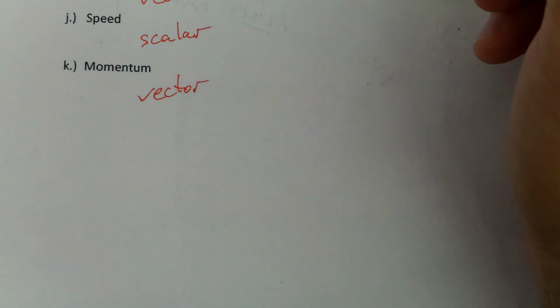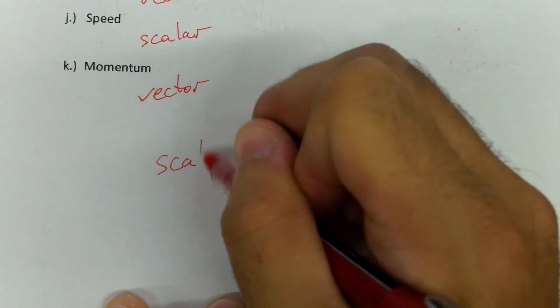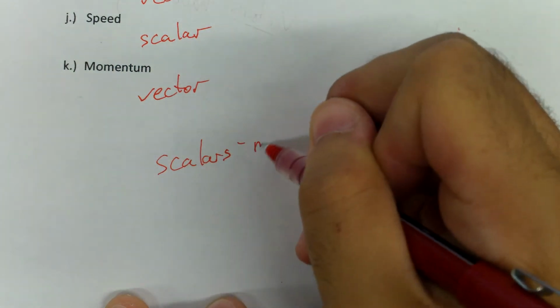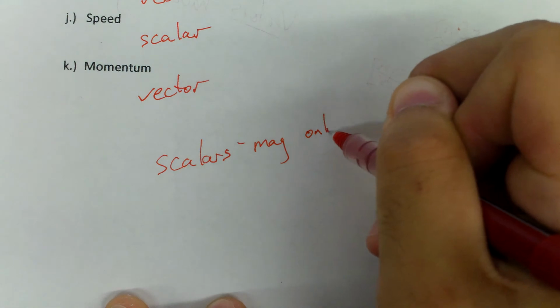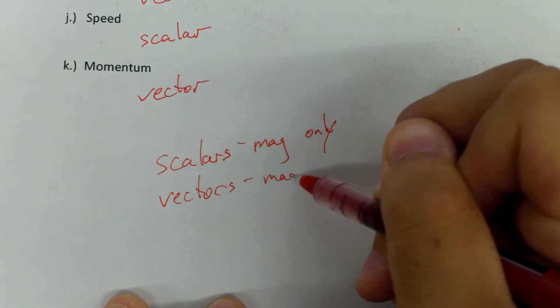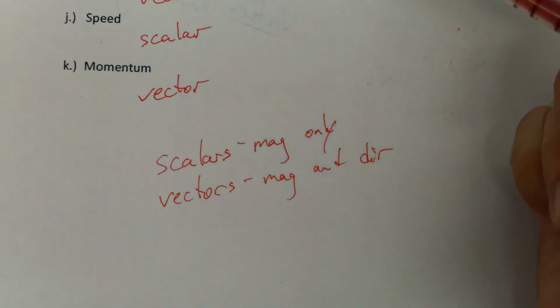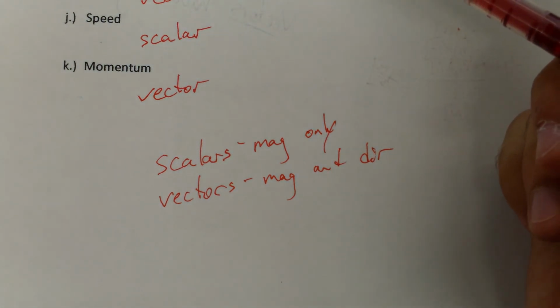All right, guys, so that is our little introduction to scalars versus vectors. Biggest things to remember, scalars are magnitude only, and vectors are magnitude and direction. Okay, if you know direction, chances are you have a vector.